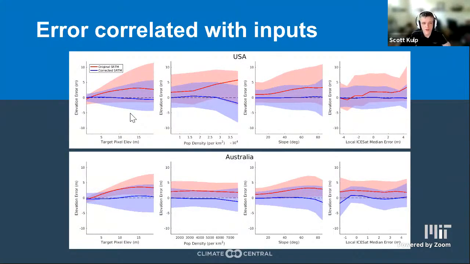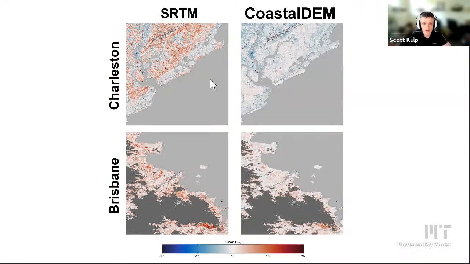Here we have a visualization of how errors change according to the different variables. The red is the original, blue is CoastalDEM. In each of these graphs, population density, slope, local ICESat error, they're all correlated with errors in SRTM. And these almost across the board flatline now in both the US and Australia.